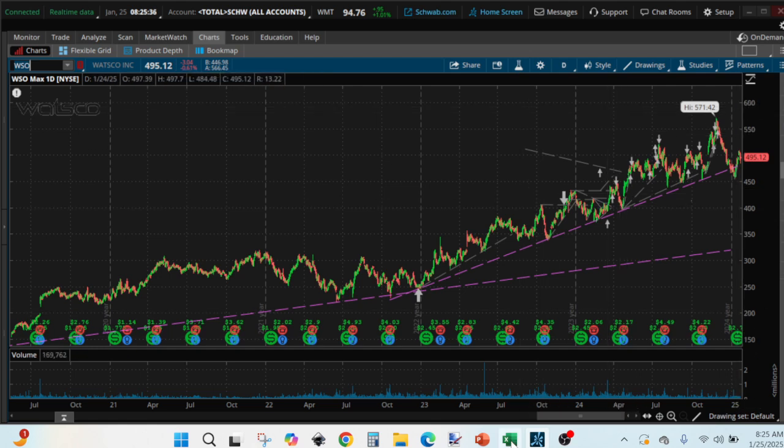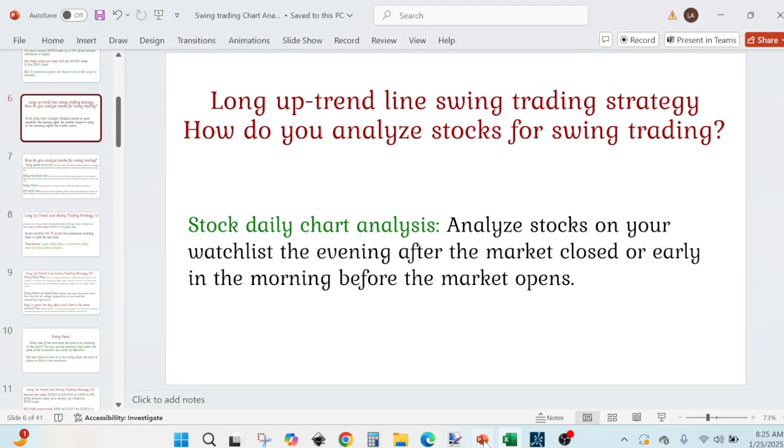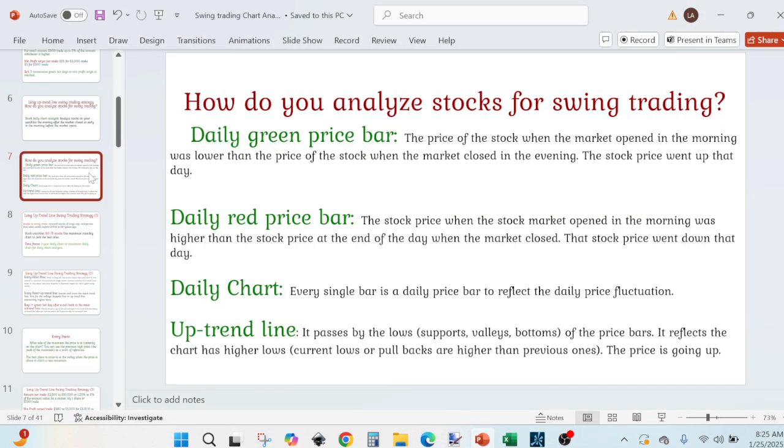So this concludes how we analyze this portion of our watch list of stocks for swing trading using our long option and swing trading strategy. We have the red bar and the green bar on the chart. The red bar just means that the price dropped that day. The price at the end of the day was lower than the price in the morning when the markets opened. The green bar just means the evening price was higher than the morning price. The price went up that day.